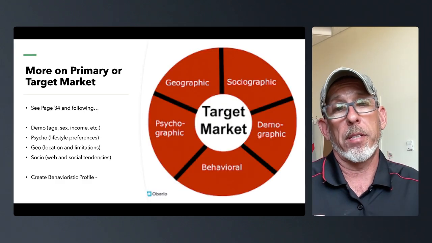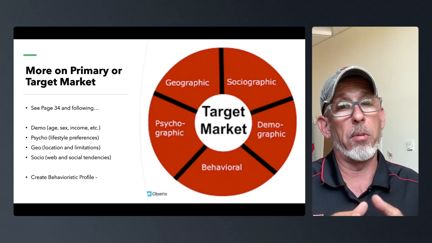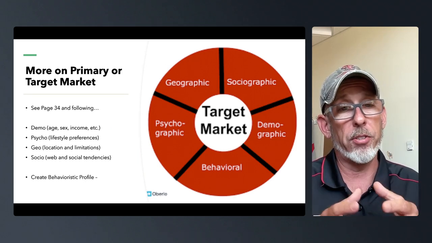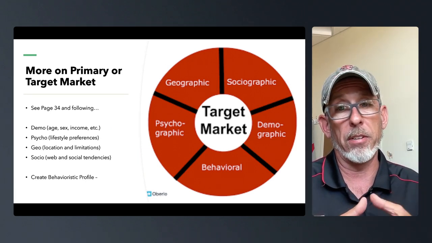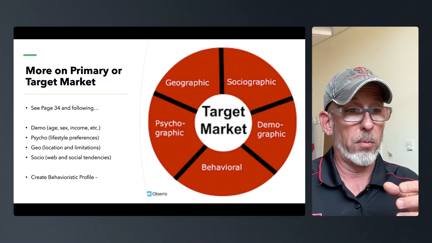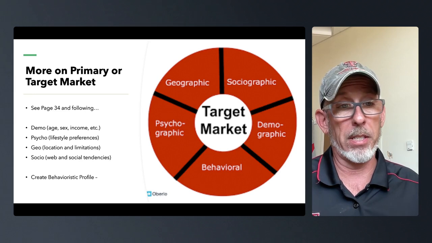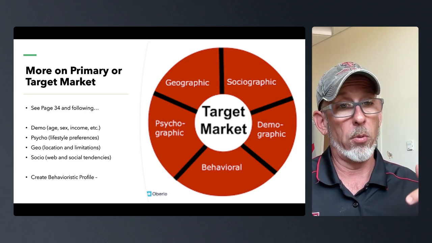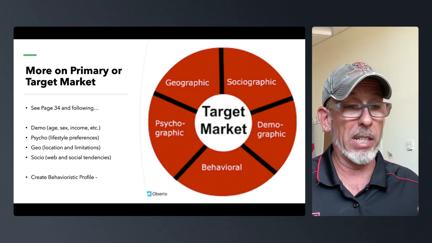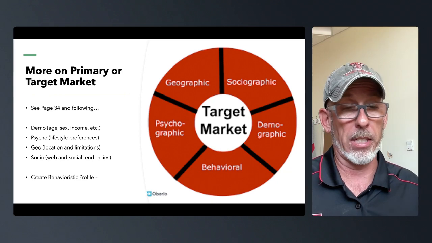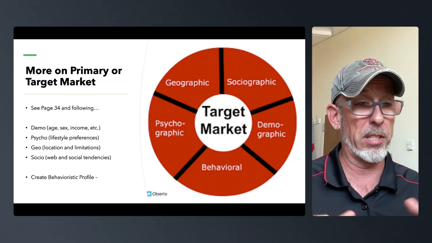Part of what Blakeman's going to talk about, and something I do not want you to miss in this course, make sure that you look at it in the text on page 34 and following. Okay, we're going to talk about primary and influencing markets. Another word for the primary market is a target market. This ought to make total sense to you.